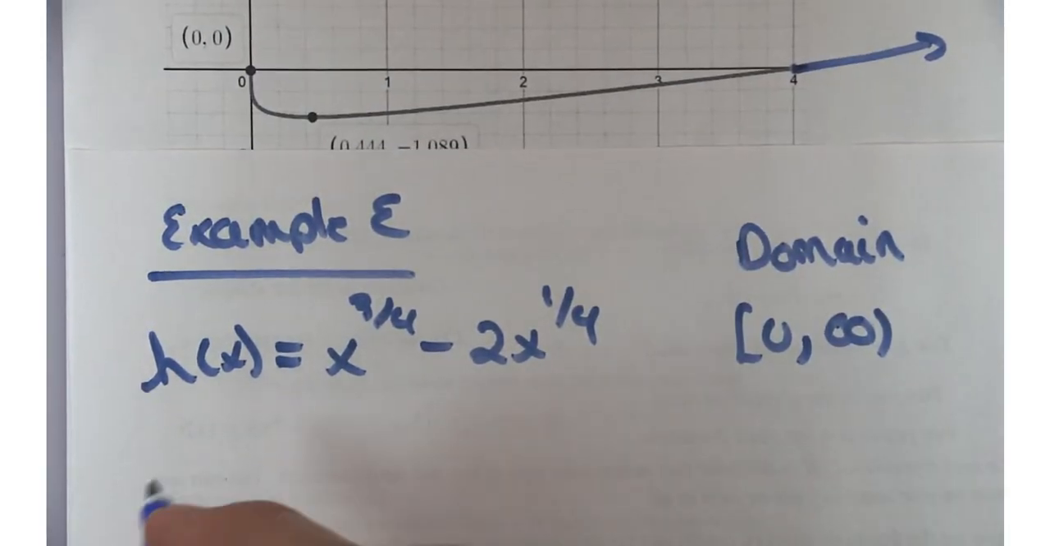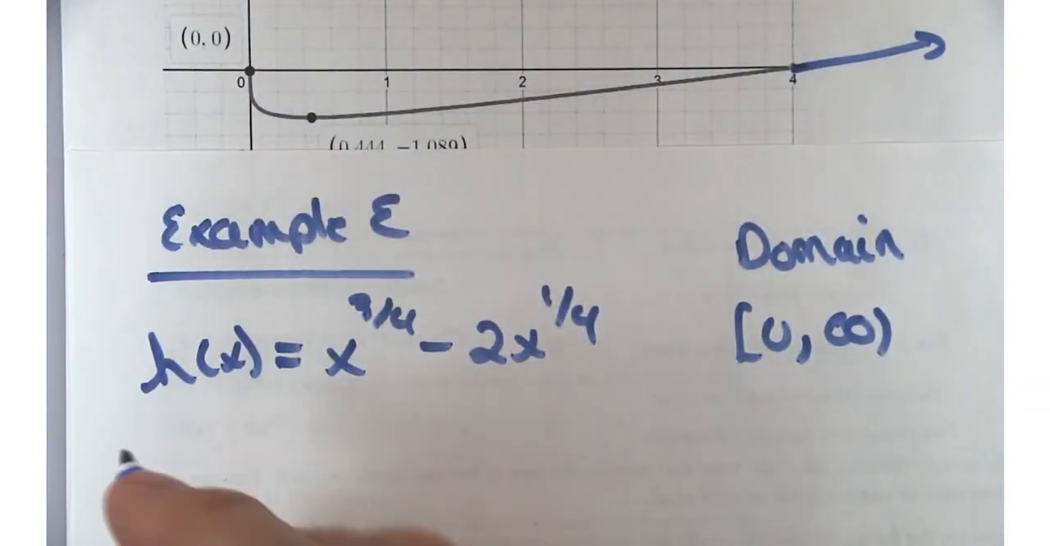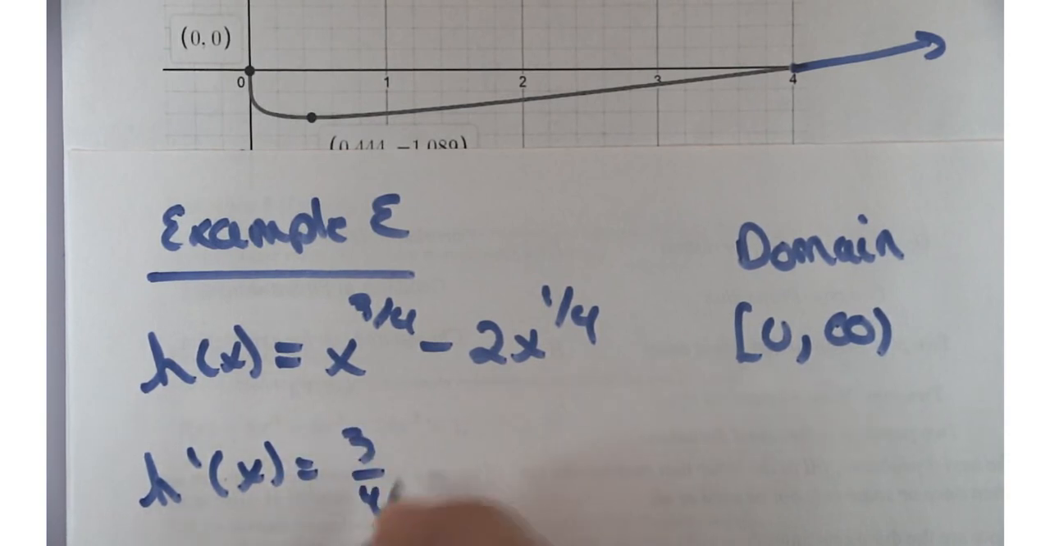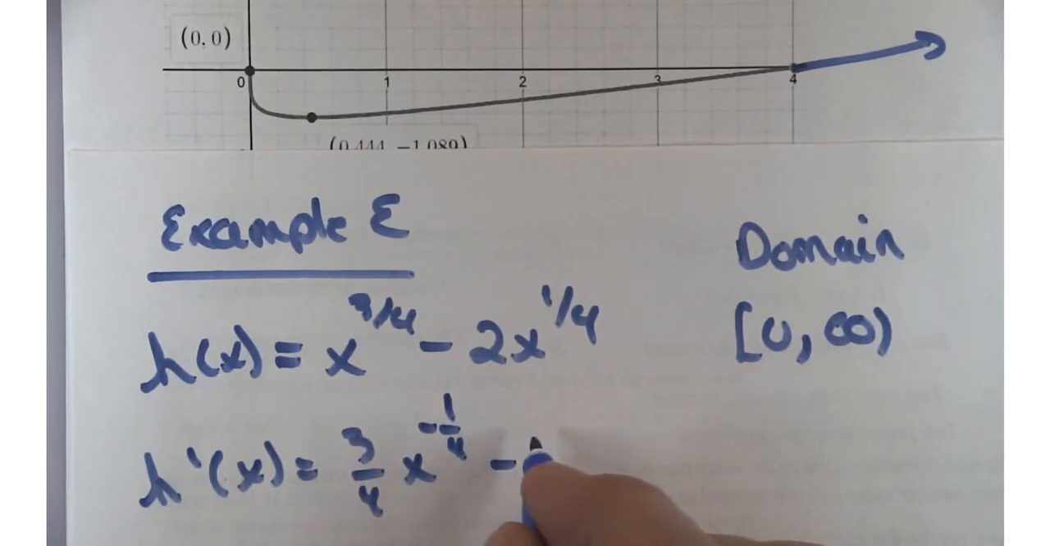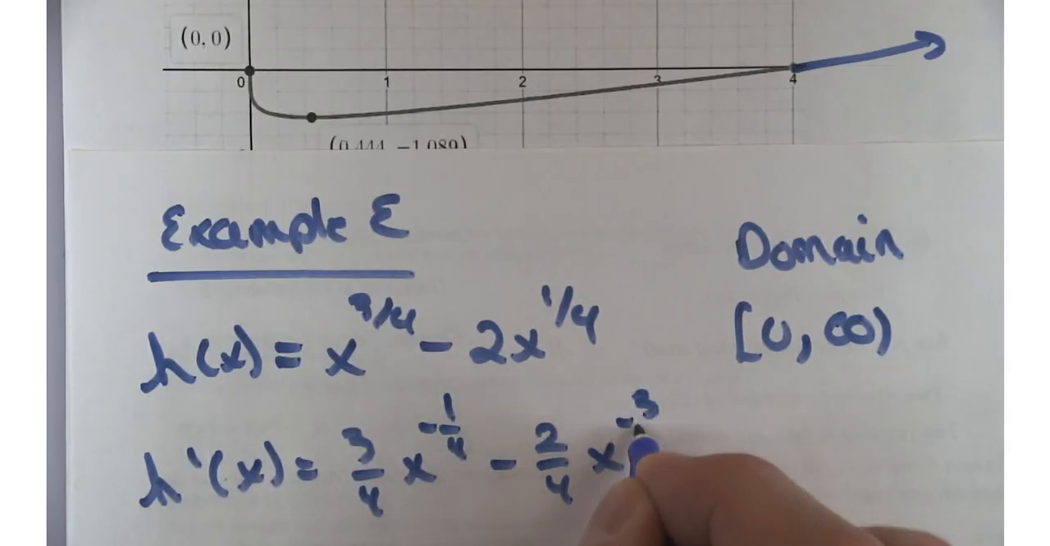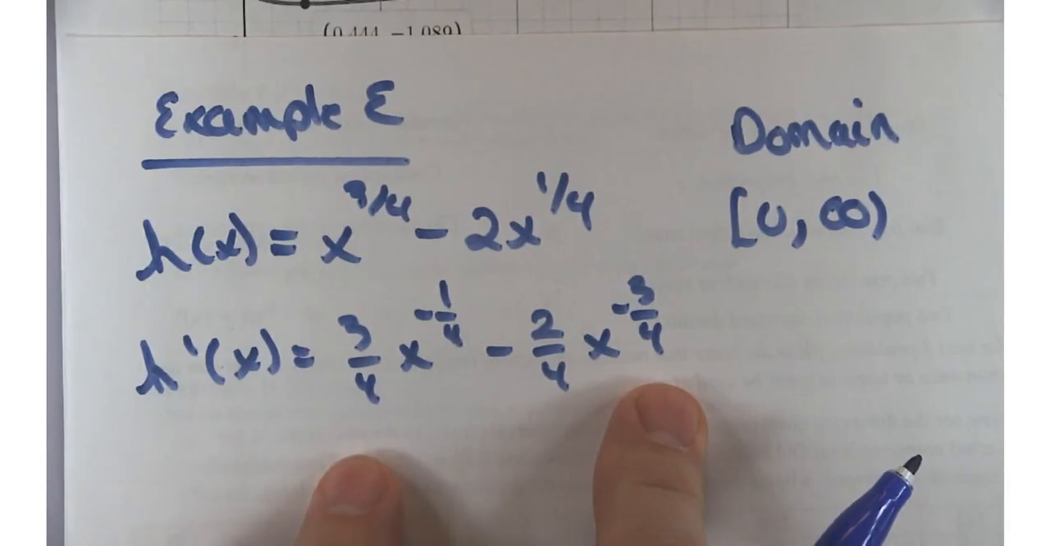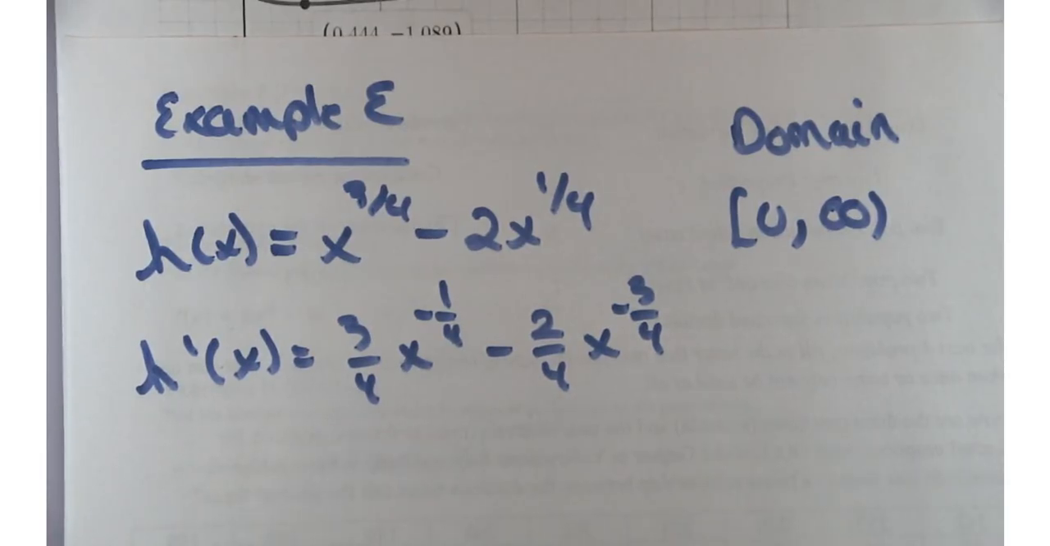So let's find our critical points. Now our critical points have to be points that are in the domain. It doesn't do us any good to look for critical points when the function is not defined. So h prime of x equals 3/4 x to the negative 1/4 minus 2/4 x to the negative 3/4. And this is a little bit messy, won't lie. Let's see what we can do in terms of cleaning this up a little bit. It is going to require a bit of work.